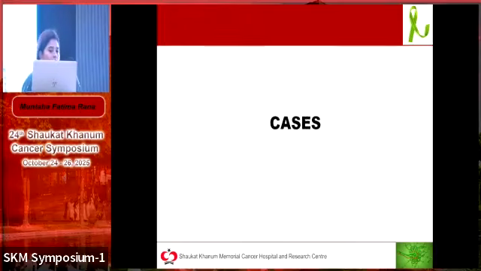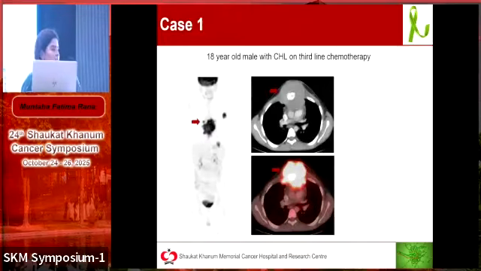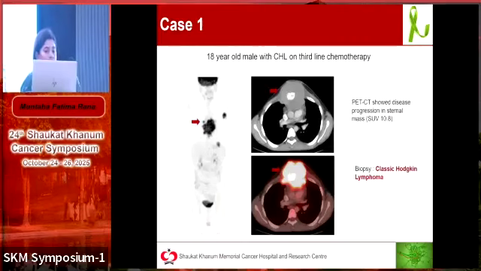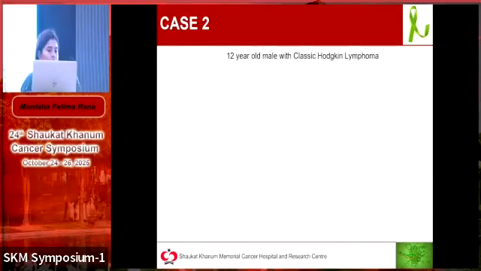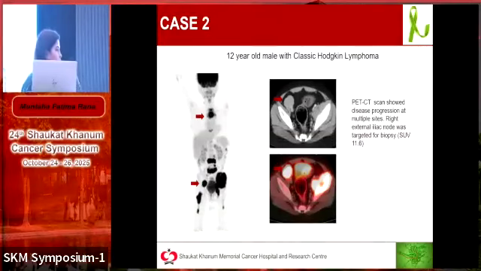A few cases from my data. This is a patient with classic Hodgkin lymphoma on third-line chemotherapy. PET-CT scan was highly suggestive of progressive disease in the large sternal mass, and the biopsy confirmed the case. Another patient with classic Hodgkin lymphoma, suspected relapse. PET-CT scan detected multiple sites of disease and suggested progression. External iliac node was targeted for biopsy because of its accessibility, and it confirmed the case.